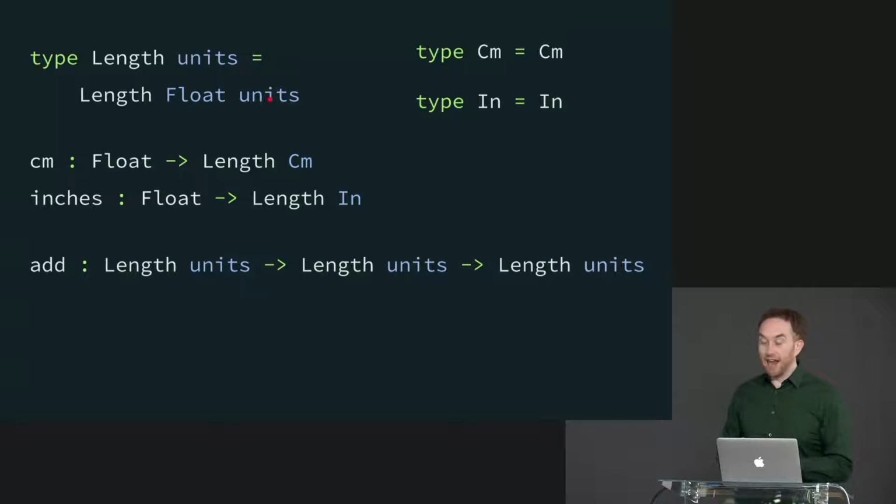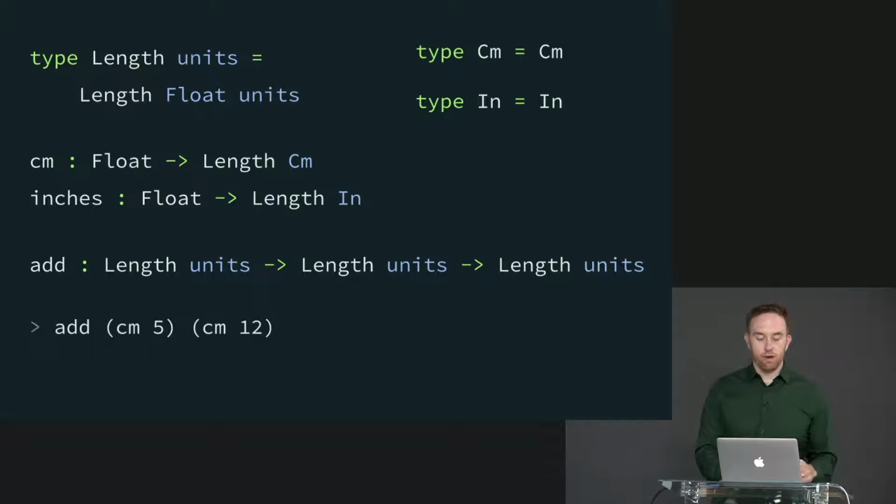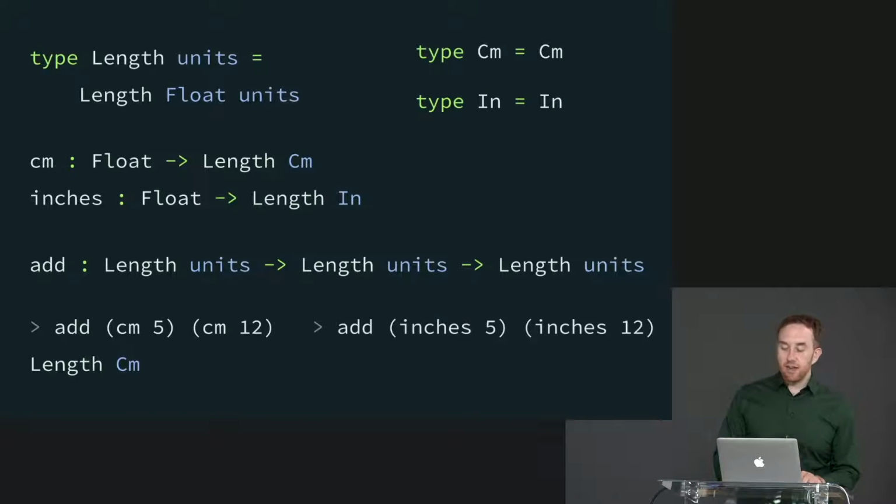We could also write a function called add, which we won't get into the implementation just yet, but it would have this type. It would say length units to length units to length units. And so if you gave it some different things that had the same units, they would work out. So I could say add 5 centimeters and 12 centimeters, and that would work out and give me some answer that had a length centimeters, which is what I want. But I could also do the same thing with inches, say add inches 5, inches 12, and that would work out. But if I tried to do centimeters for one and inches for the other, those would not unify, and it would give me a compile error.